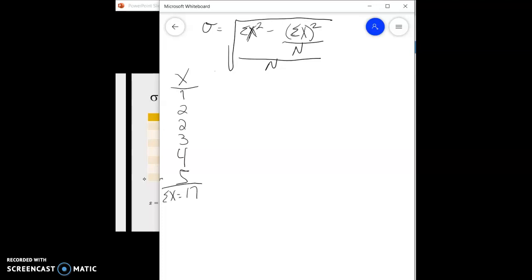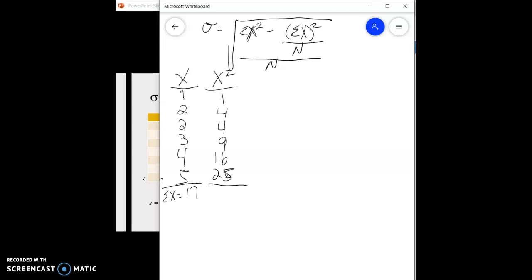The next thing that we need to do is get our x squared values so that we can add those up. So we have 1, 4, 4, 9, 16, and 25.